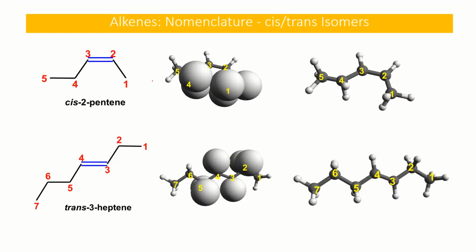So herein, for example, you can see that both the ethyl group and the methyl group of the cis-2-pentene are on the same side of this double bond. Hence, we have a cis-2-pentene. Here we have the ethyl and the propyl opposite of the 3-heptene, and so we have a trans species.